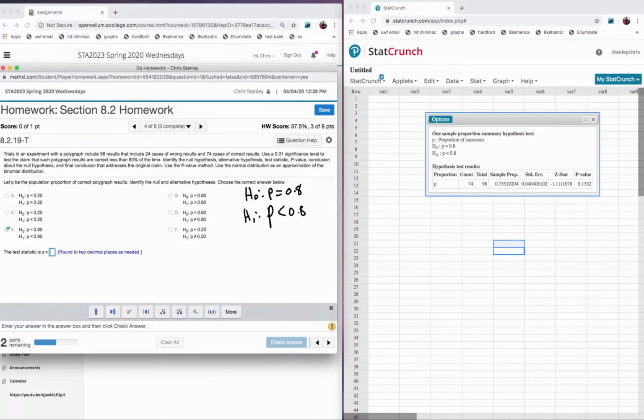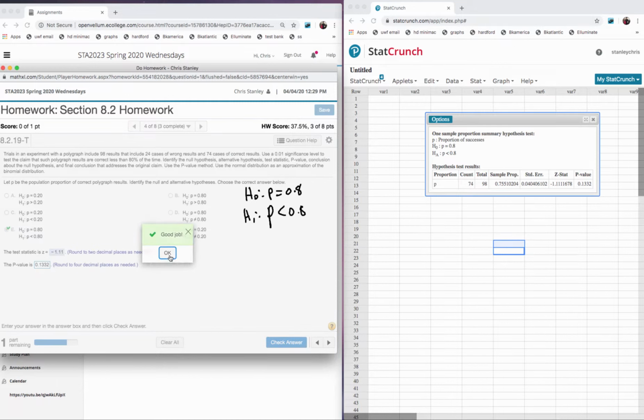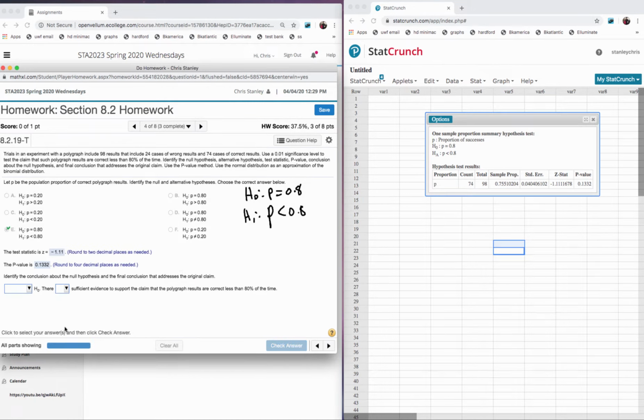My test statistic is negative 1.11. Okay, p-value 0.1332. Okay, so let's do this. Identify the null, alternative. Okay, correct conclusion. So to make the conclusion, we have to compare this 13% to their 1%, and that's going to be a fail to reject. And that's just not sufficient evidence.